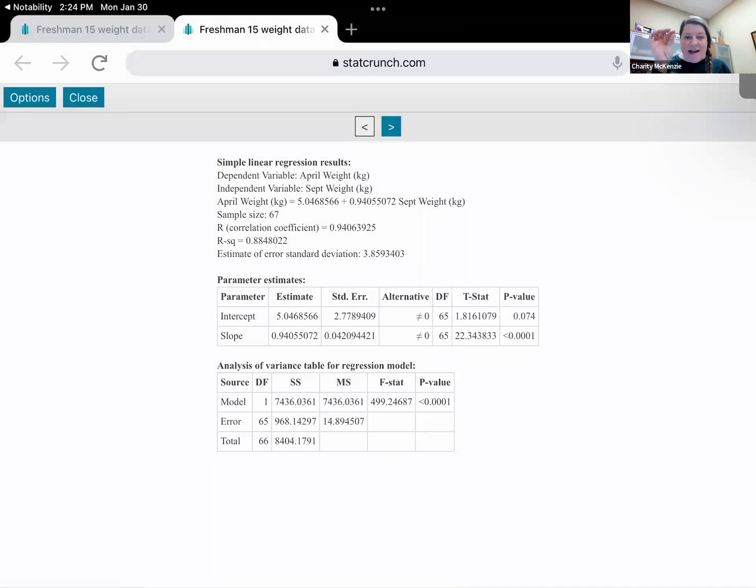From here, we can see the linear regression coefficient, the R, where it says correlation coefficient. We can see that's 0.94. That is a super good relationship. We can see the equation of the line up there. It says April weight equals 5.04 plus 0.9 times September. So you're timesing about 94% of your original weight and adding 5 pounds to get April's weight.